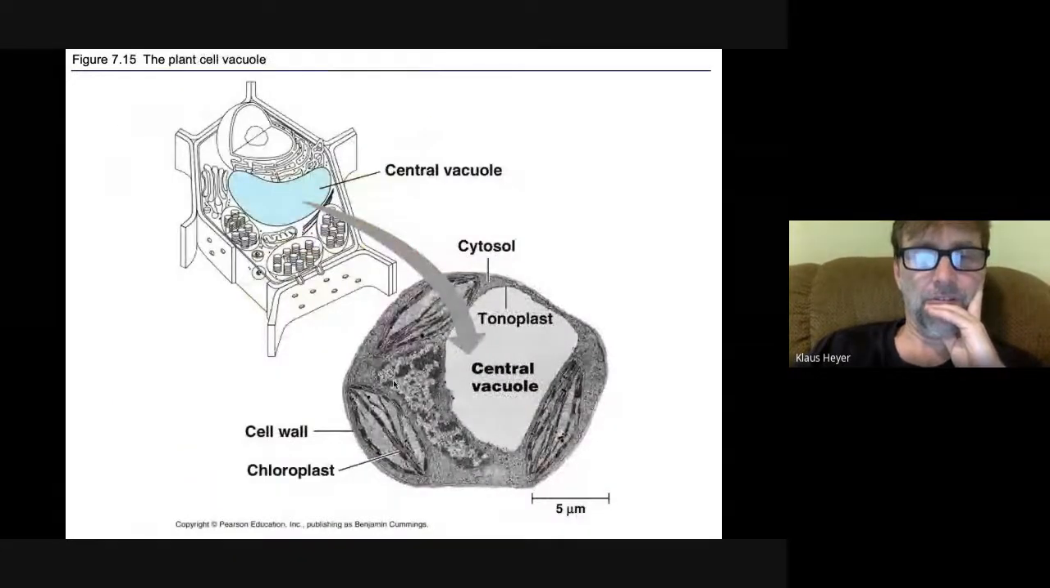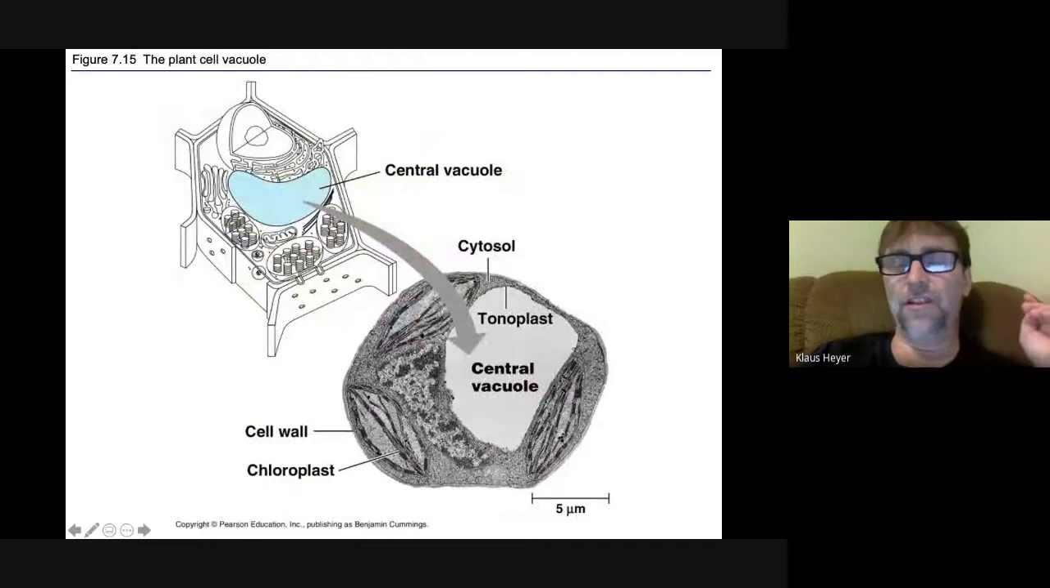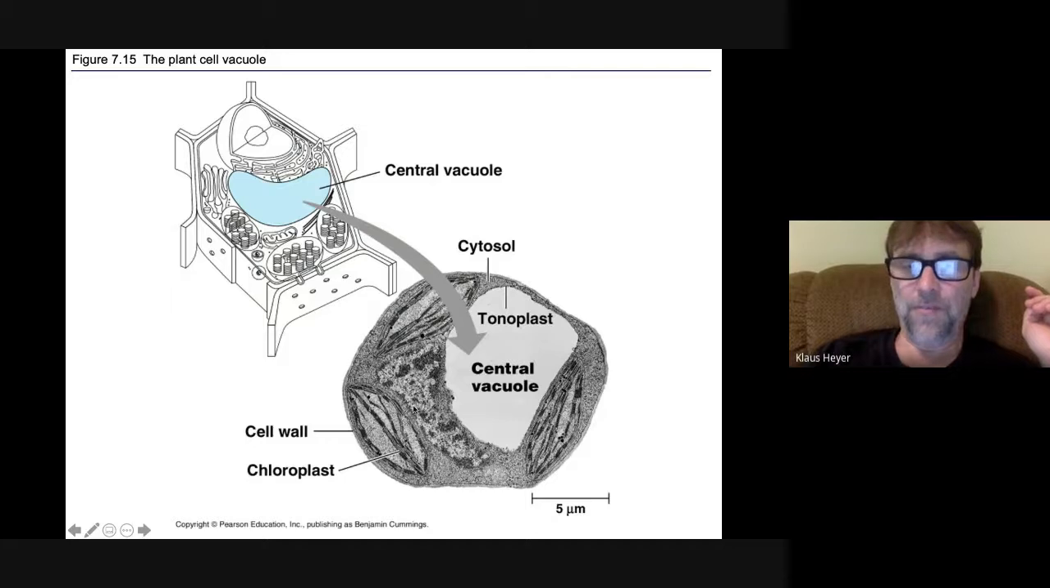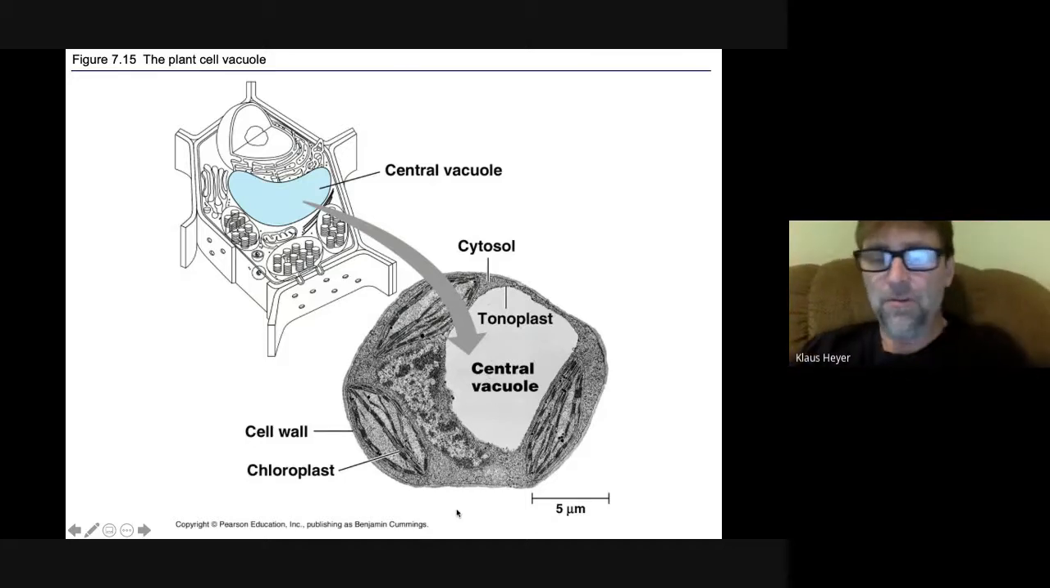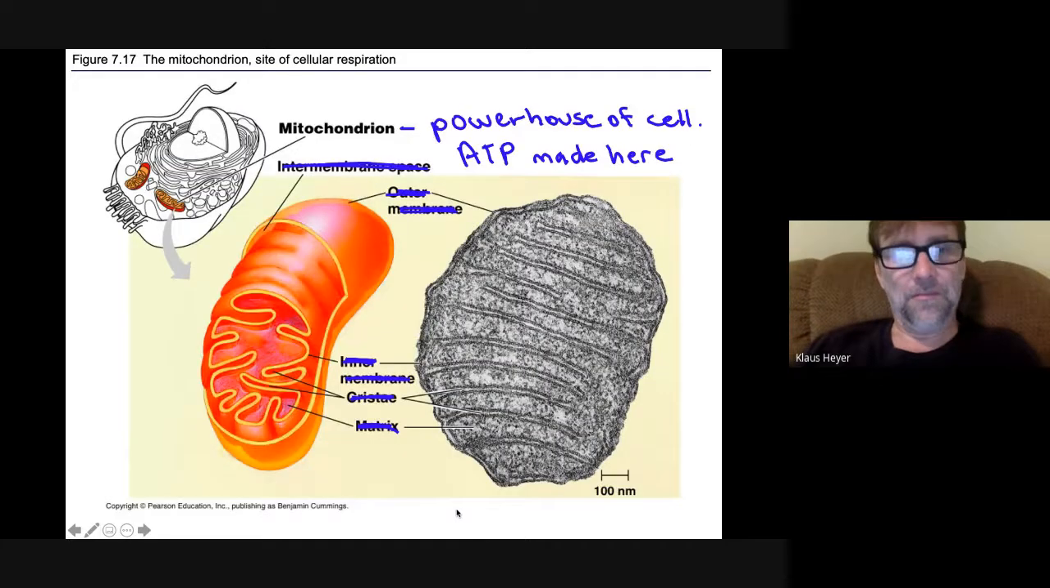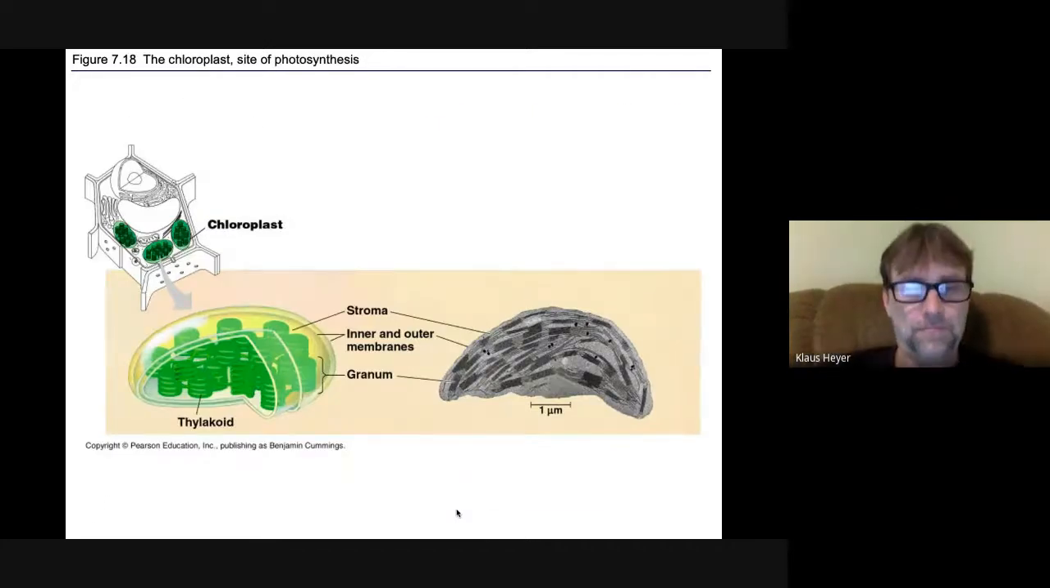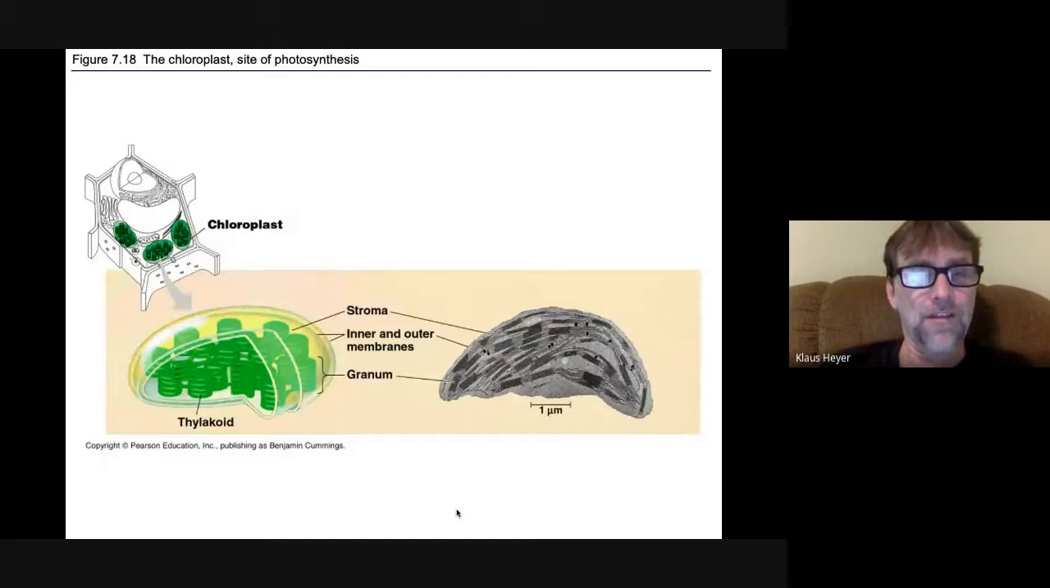We've covered the vacuole. But look, this is an electron microscopy. Look how much of the cell the vacuole takes up, right? So it potentially takes up a huge amount of space. We'll learn about the chloroplast in a subsequent chapter.